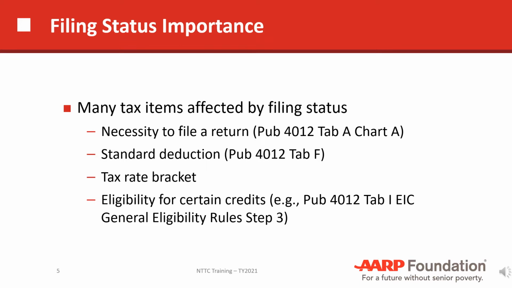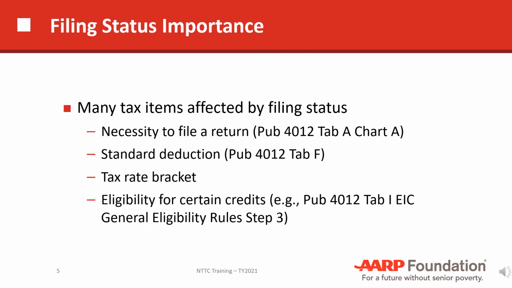To take the importance of filing status a little bit further, there are many tax items affected by filing status. First of all, the necessity to file a tax return. If you look at Pub 4012, the Volunteer Resource Guide, Tab A, Chart A, you'll see that filing status plays a role there in their necessity to actually file in the first place. The standard deduction is influenced by filing status, and then you can look at the Volunteer Resource Guide 4012, Tab F, to look into more detail on that.